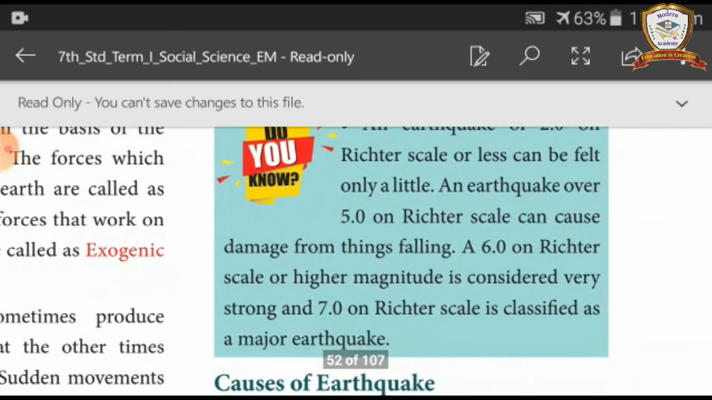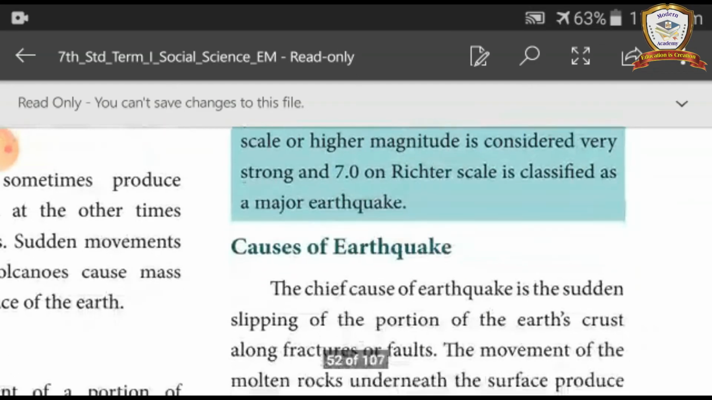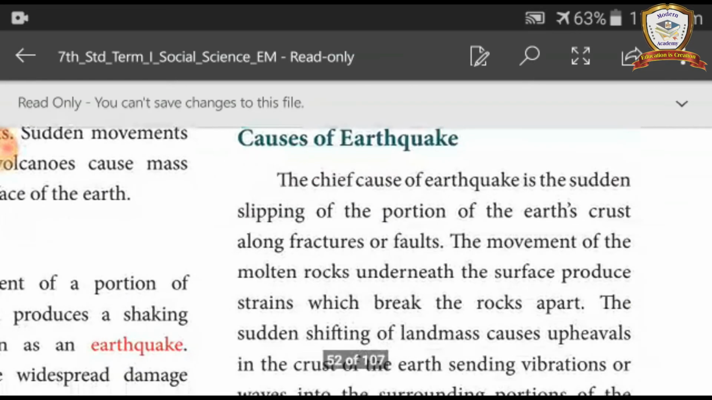An earthquake over 5.0 on the Richter scale can cause damage from things falling. A 6.0 on the Richter scale or higher magnitude is considered very strong, and 7.0 on the Richter scale is classified as a major earthquake. Causes of earthquake.